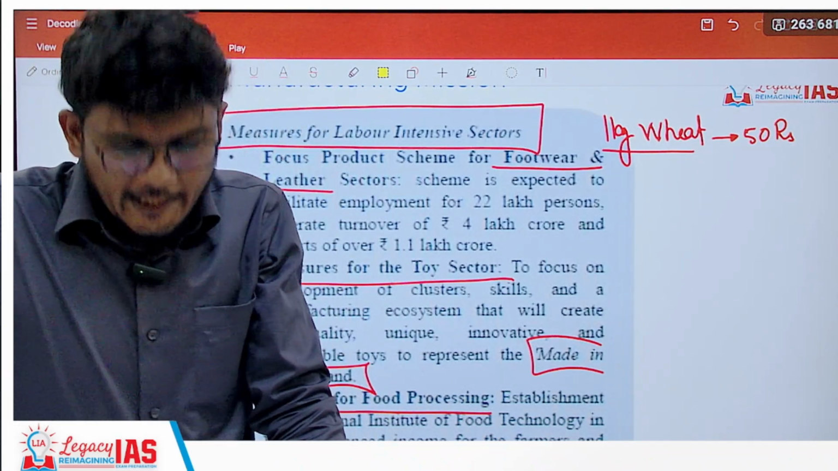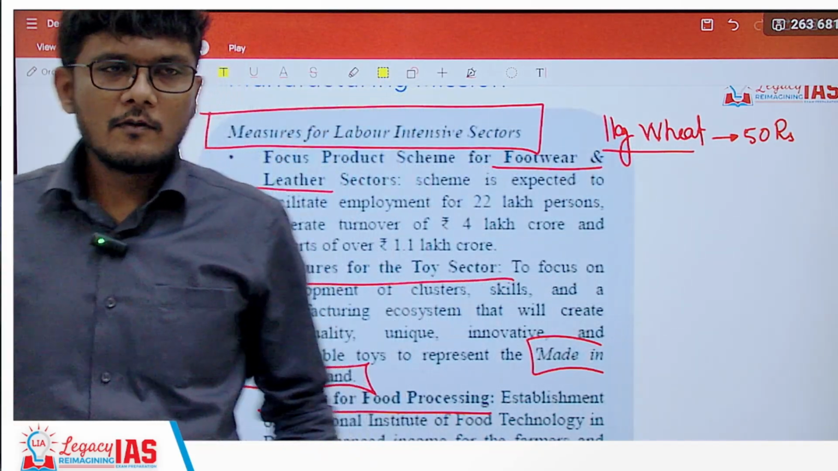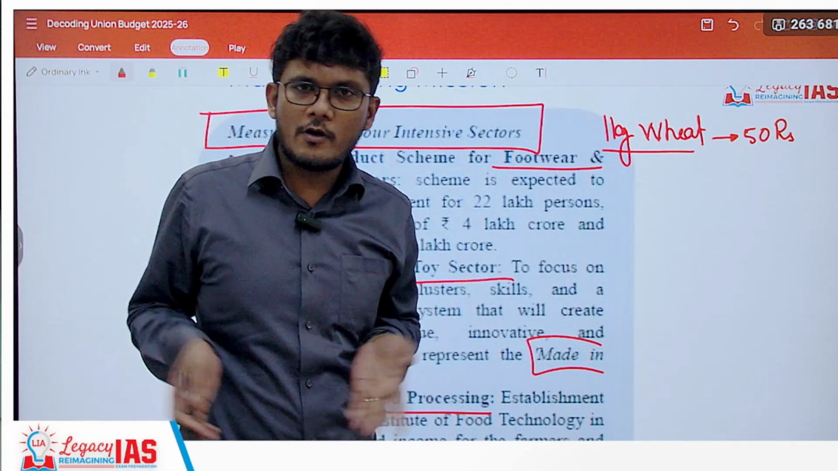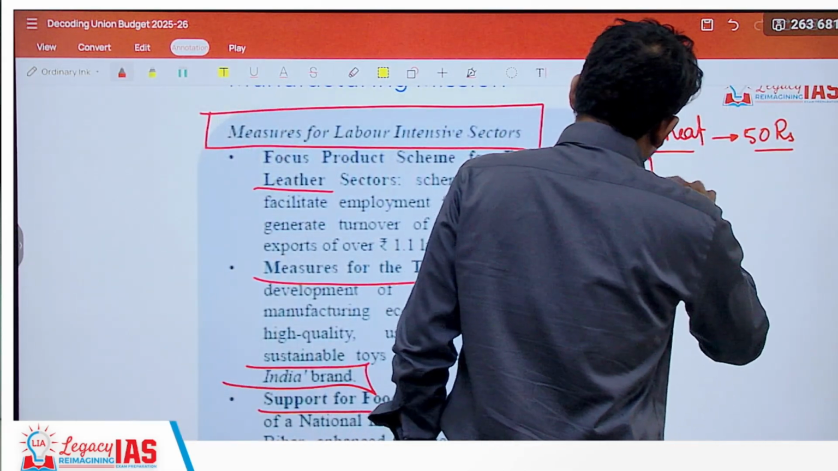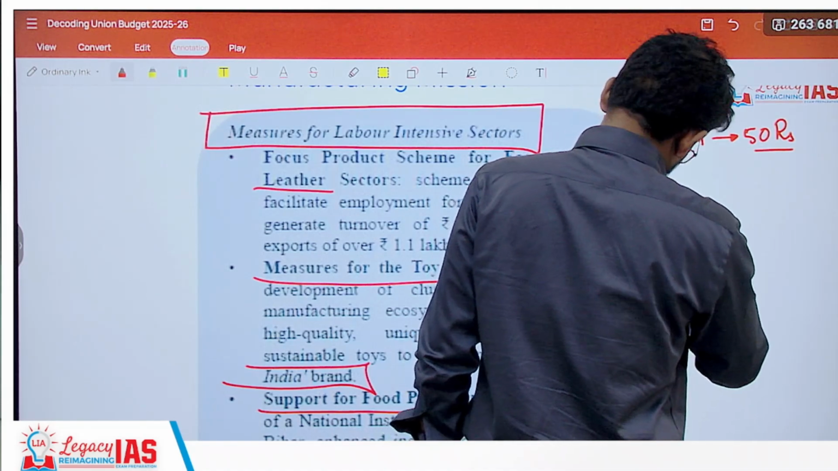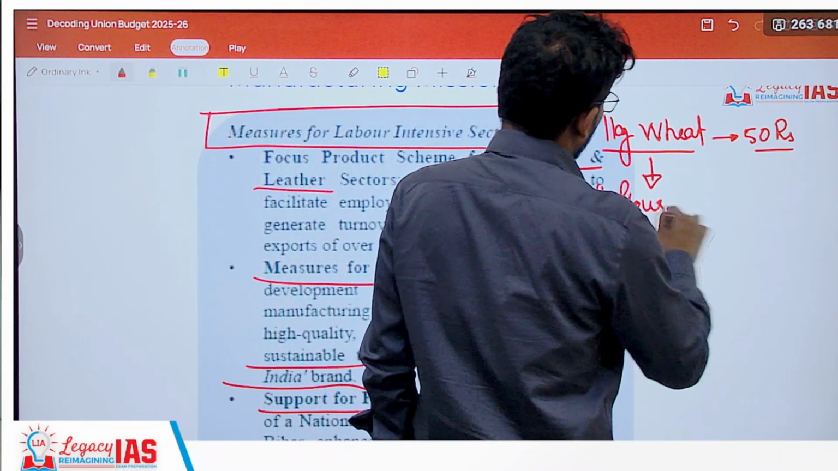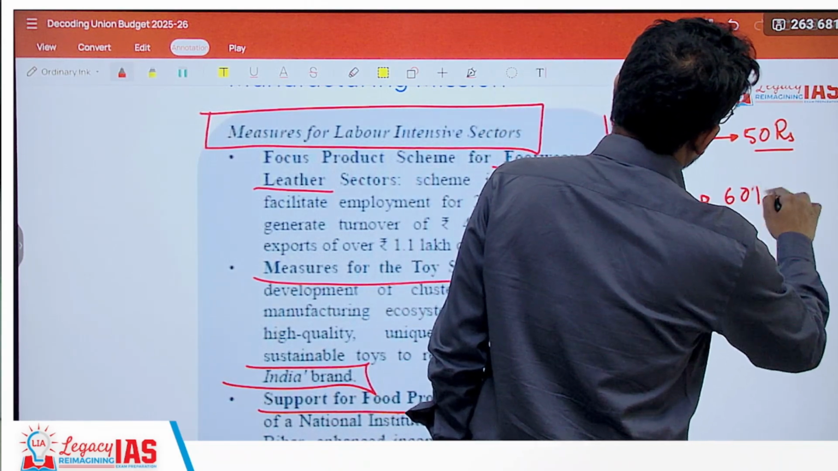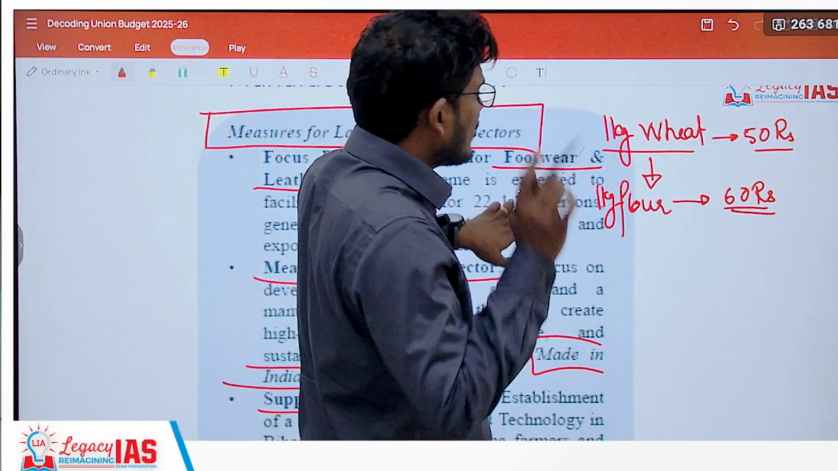Let's say the economy produced just this. So what is the GDP of the economy? If it produced just 1 kg wheat within the boundary of the country, it is just 50 rupees. But if this wheat goes to the flour industry to be converted into 1 kg of flour, this costs, let's say, 60 rupees. Now what is the GDP now? 60 rupees.